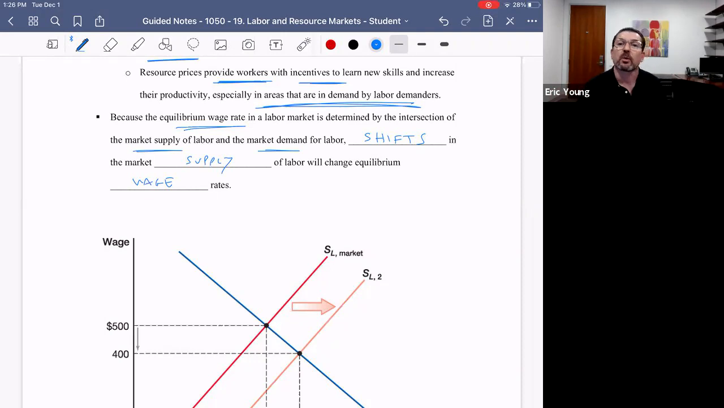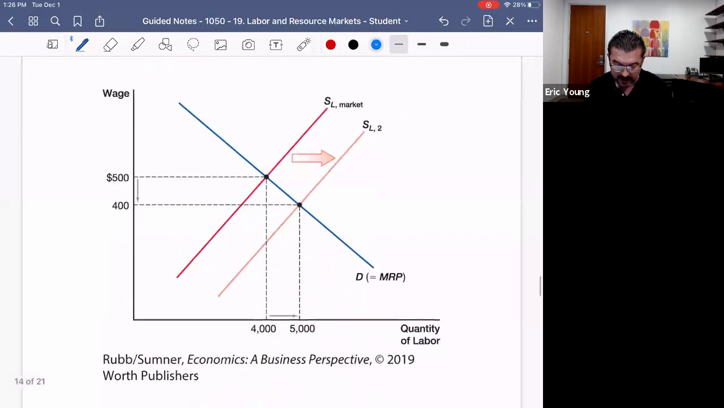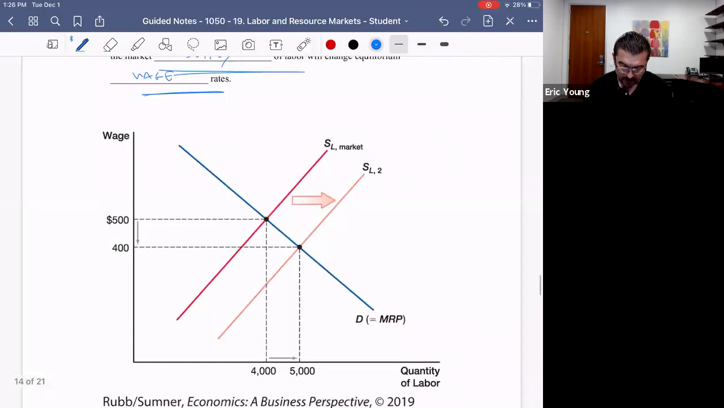We determine that resource price sends important signals. Now we're wrapping up this lecture, this little video, by understanding that since equilibrium determines prices, any shifts in the supply of labor are going to shift equilibrium and ultimately affect wage rates. You can see right here a simple shift, a simple example.